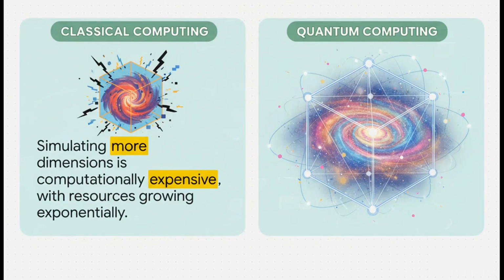The difference in scale we're talking about here is just mind-boggling. For a classical computer, simulating more dimensions is ridiculously expensive. The resources you need just grow exponentially. But for a quantum system, this massive high-dimensional space isn't something it has to build. It's its natural home.